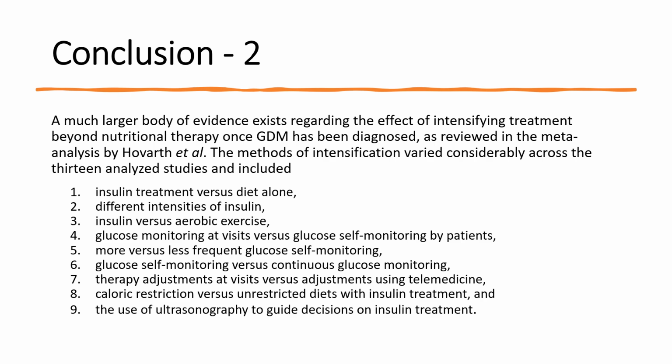Next, a much larger body of evidence exists regarding the effect of intensifying treatment via nutritional therapy once GDM has been diagnosed, as reviewed in the meta-analysis by Howard et al. The methods of intensification vary considerably across the 13 analyzed studies and include: 1. Insulin treatment versus diet alone, 2. Different intensities of insulin, 3. Insulin versus aerobic exercise, 4. Glucose monitoring at visits versus glucose self-monitoring by patients, 5. More versus less frequent glucose self-monitoring, 6. Glucose self-monitoring versus continuous glucose monitoring, 7. Therapy adjustments at visits versus adjustments using telemedicine, 8. Caloric restriction versus unrestricted diets with insulin treatment, and lastly, the use of ultrasonography to guide decisions on insulin treatment.